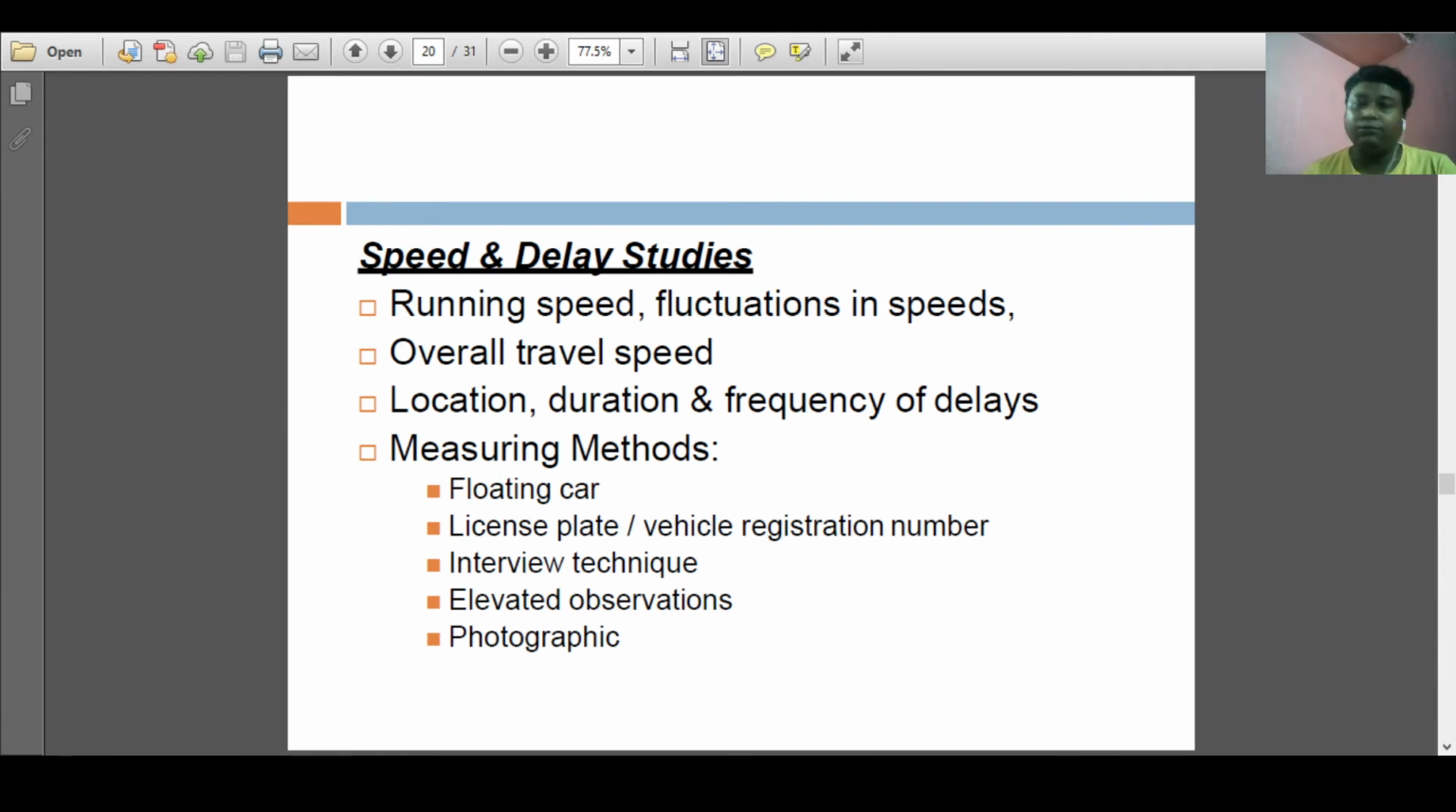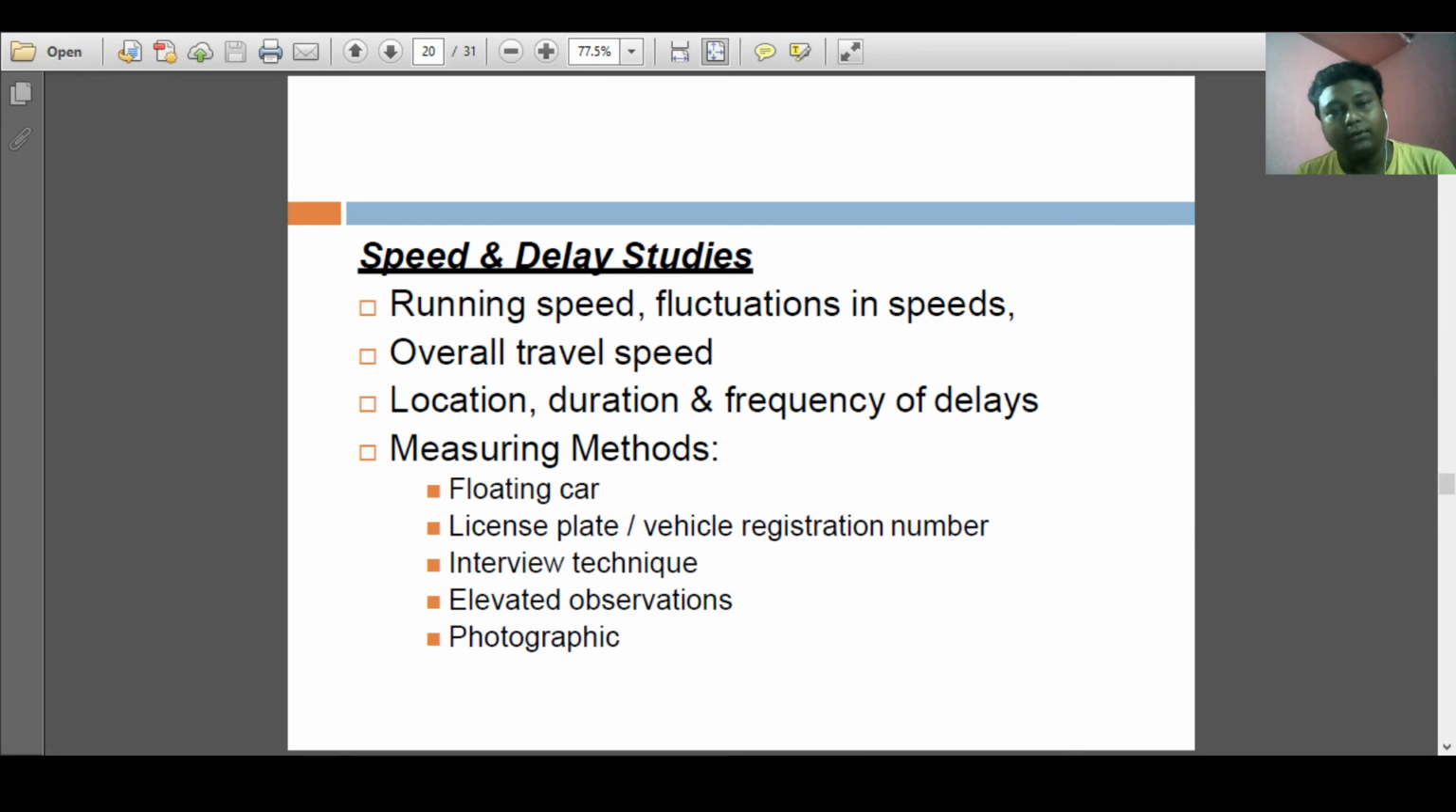So what is the floating car method? From the name itself, you can understand that the vehicle is not actually floated, but it is virtually floated along the traffic. Floated means it moves along the traffic movement. So what is the thing in the floating car method?